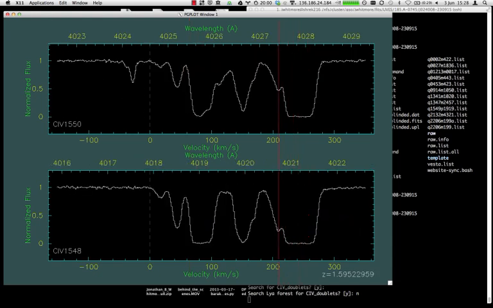Moving along, we now see a very strong one. This is probably not the best transition to use because it's heavily saturated. We don't know where the strongest component is, but it doesn't really matter. We can sort that out later on. Just going to select that as the redshift.